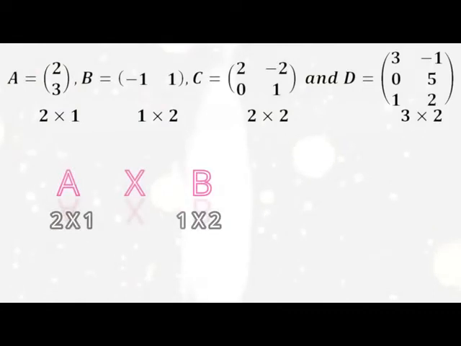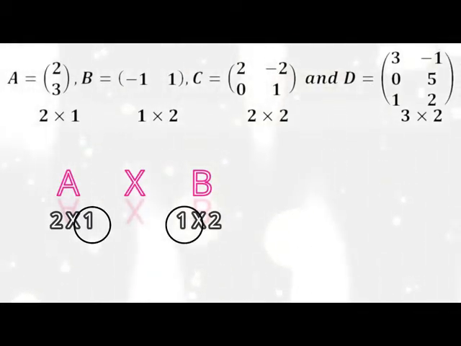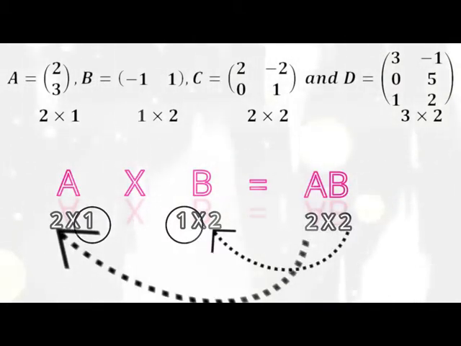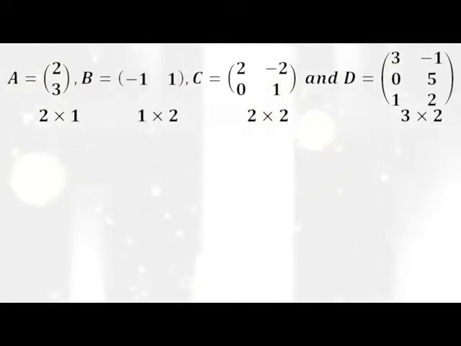A and B are able to multiply. As you can see, the dimension of A is 2 by 1 and the dimension of B is 1 by 2. The number of columns in matrix A is equal to the number of rows in matrix B. So A and B are able to multiply, and the dimension of product AB is 2 by 2. How about multiplication between C and D?